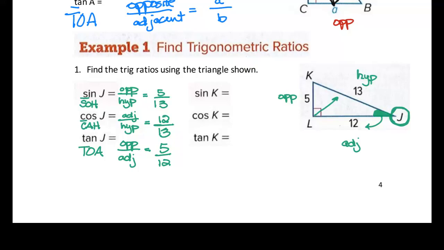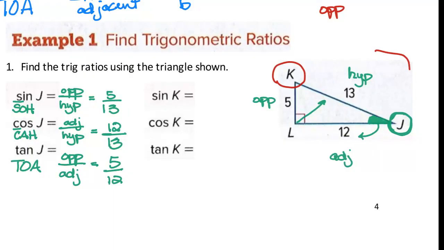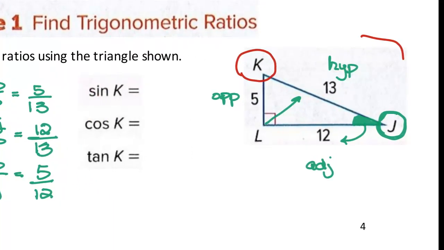Okay. Next up, now we're going to do the same thing, but this time we are using a different angle. We are going to use angle K. So let me make this a little bit bigger. Is that going to change some things? Yes. The hypotenuse is still going to be your hypotenuse. Okay? So the hypotenuse of your right triangle is always going to be the same. But now, if I am talking about angle K, the side opposite from K is now going to be 12.